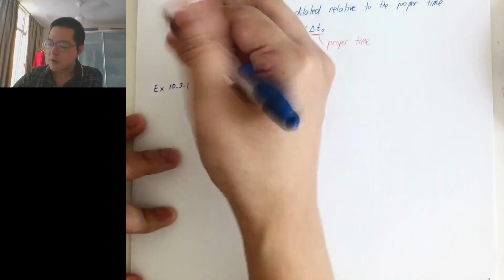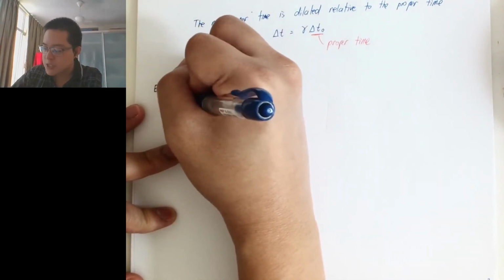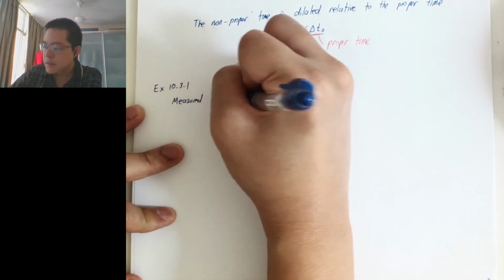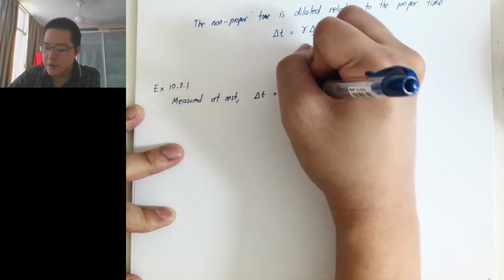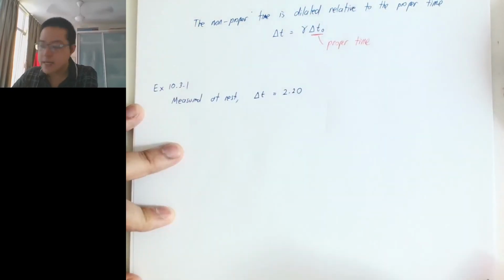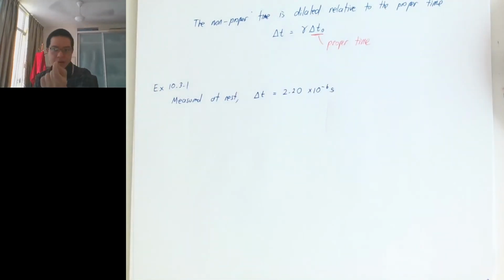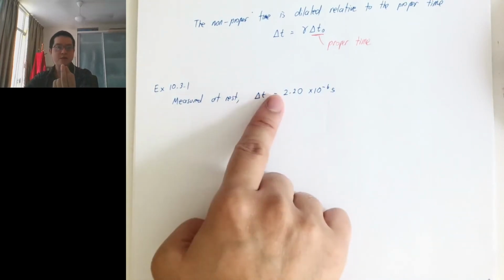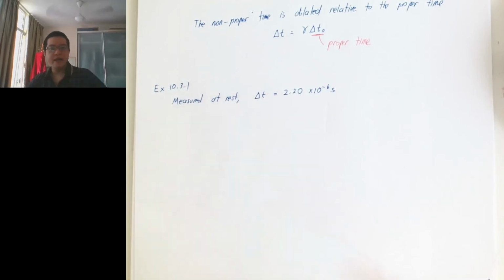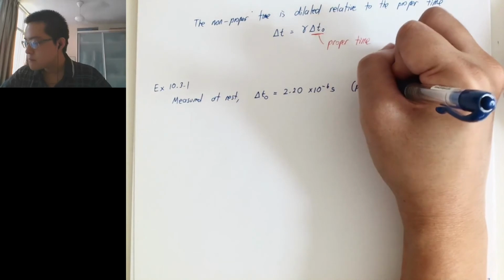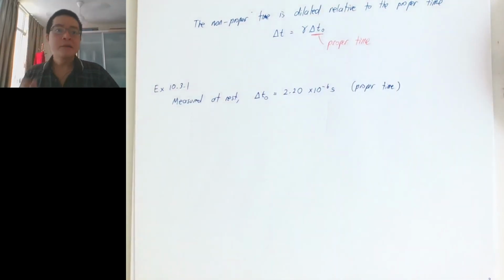According to our muon results, if measured at rest, the time interval that the muon can last is 2.2 microseconds. A microsecond means 10 to the minus 6 seconds. Measured at rest means the muon is not moving relative to you. It is created, lasts for 2.2 microseconds, and then it dies. So the birth and death happen at the same place. This is the proper time.